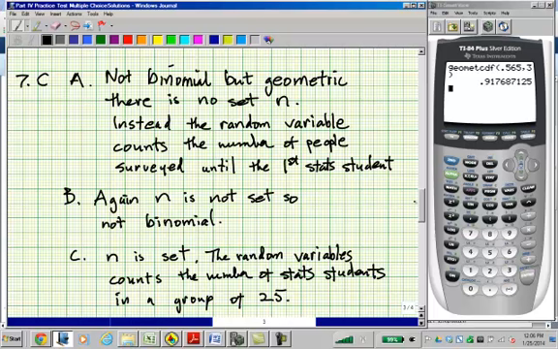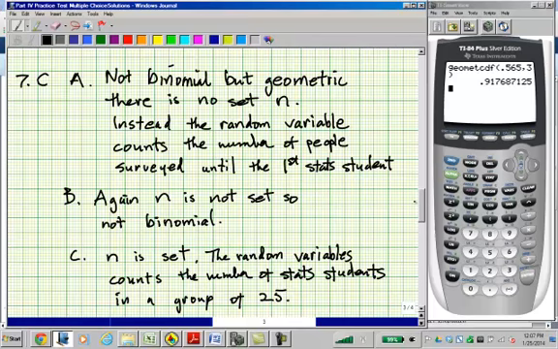This random variable counts the number of people surveyed until the first stat student. So it does not have a specific n, so it's not binomial. I'm sorry, it is geometric. It's Bernoulli, and it's geometric. It's not binomial. B, I don't know which one. I don't know if it's even a Bernoulli event. Probably it is, but it's not one that we consider. How many people you got to talk to until you find the first 2? Again, n is not set, so it's not binomial.